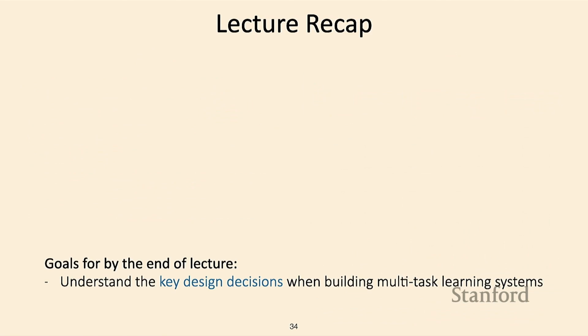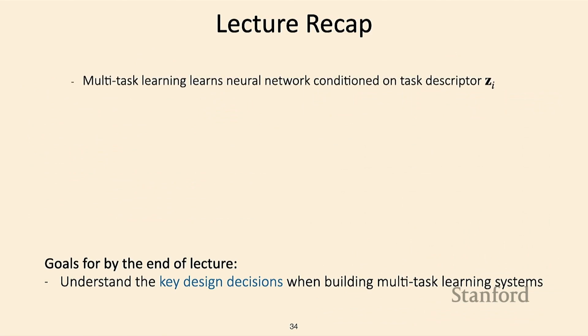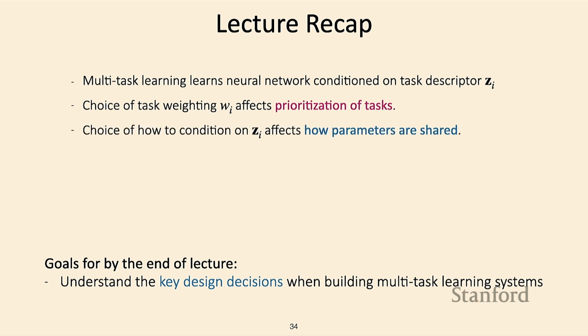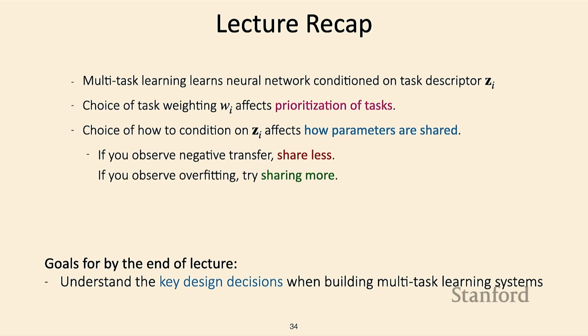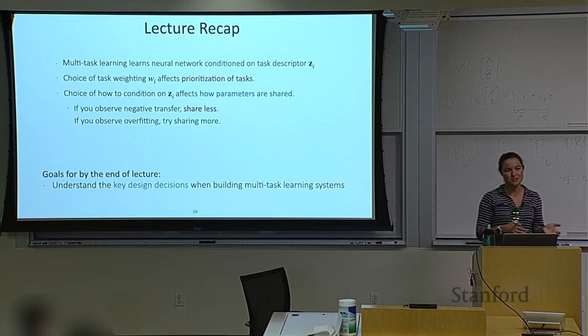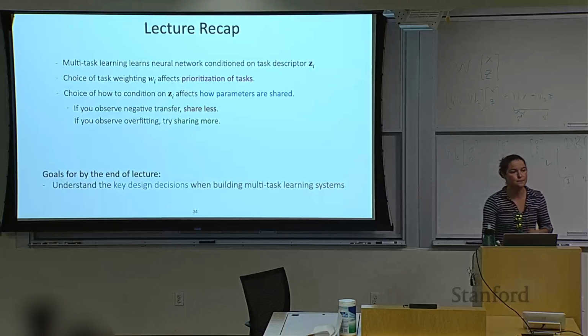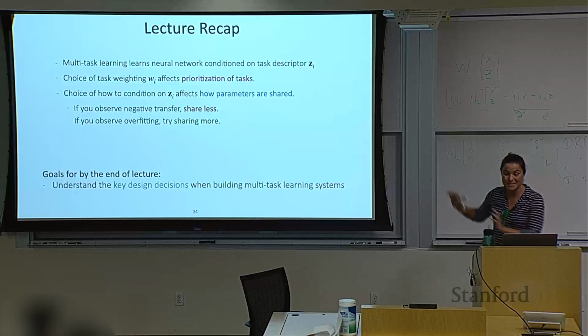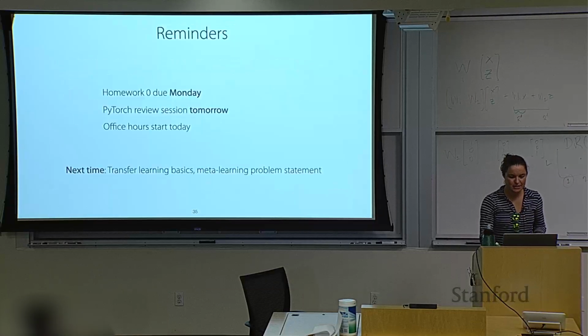Cool. So we're basically out of time. To recap the lecture, we talked about multitask learning and how it learns a neural network conditioned on z_i. We talked about how the choice of task weighting affects the prioritization of the tasks, and how conditioning on z_i affects how the parameters are shared. If you observe negative transfer, it's helpful to share less. If you observe positive transfer, it's helpful to potentially try sharing more, or if you observe overfitting. These are the key design choices when it comes to multitask learning systems. Next time, we'll start to cover transfer learning and get to some cool meta-learning topics as well.